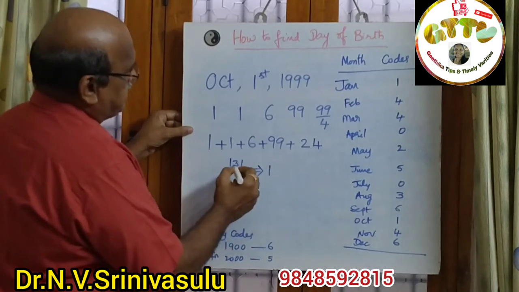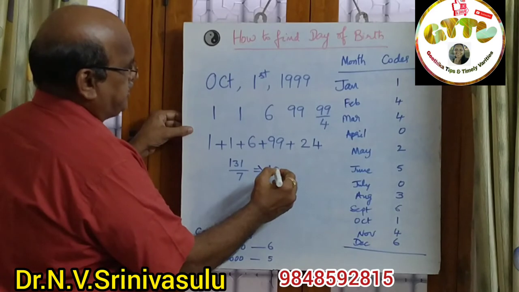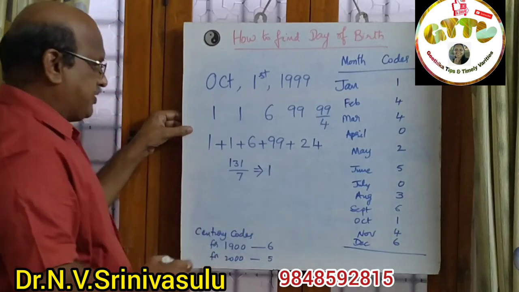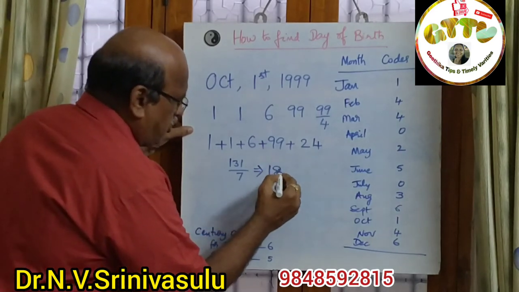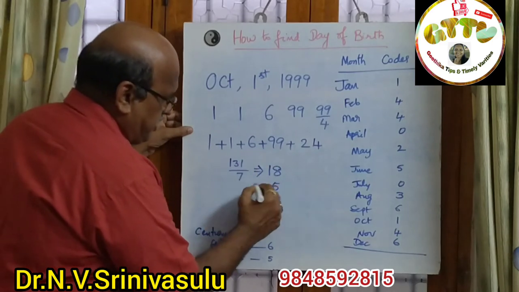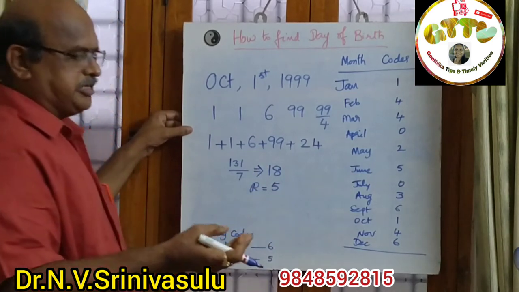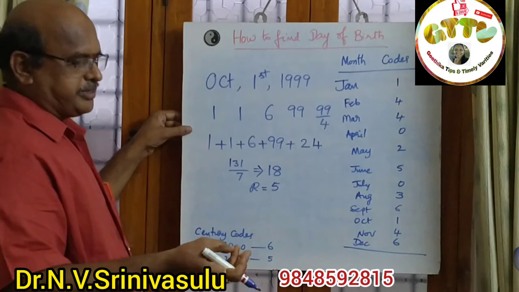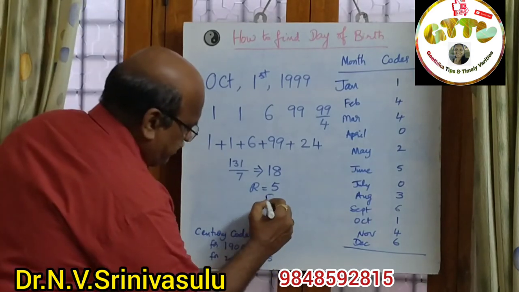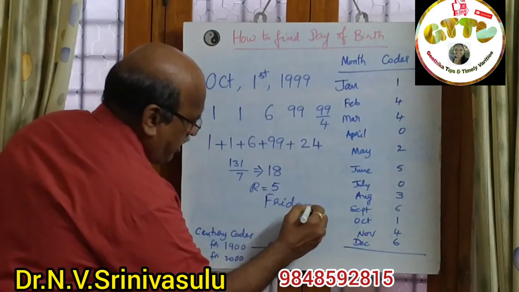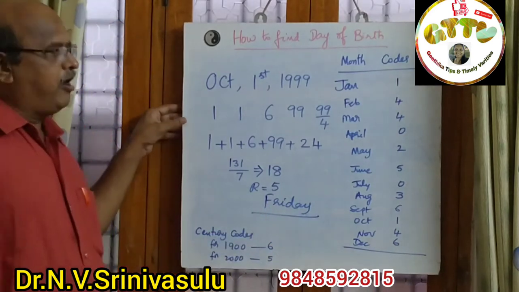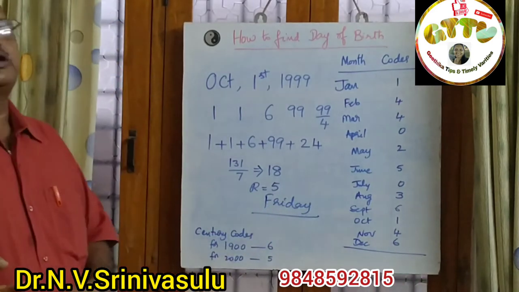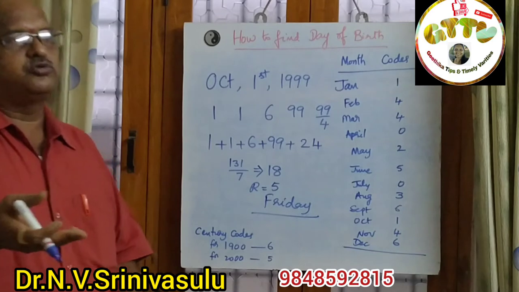7 1s are 7. 61. 7 8s are 56. 7 7s are 49. 7 8s are 56. So 56, 61 means 5 will be remainder. Remainder is 5 means Monday, Tuesday, Wednesday, Thursday, Friday. This particular person was born on Friday. On Friday. So I'll take an example on 2020 also, or 2000 series.